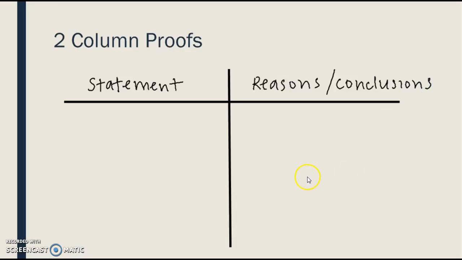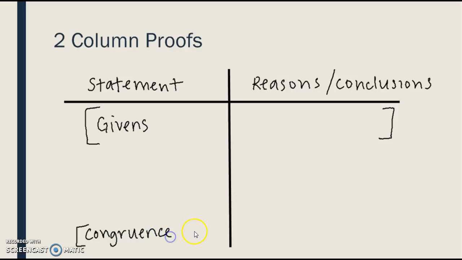Kind of like a basic outline of your proof, you will always start with your givens, however many givens you have, right? And the reason is because they're your givens. Then you're going to have all your definitions and stuff that you're labeling, and then the last part of your proof is going to be whatever you were proving congruent. So we'll call it our congruent statement. That's how you're always going to start and end your proofs.